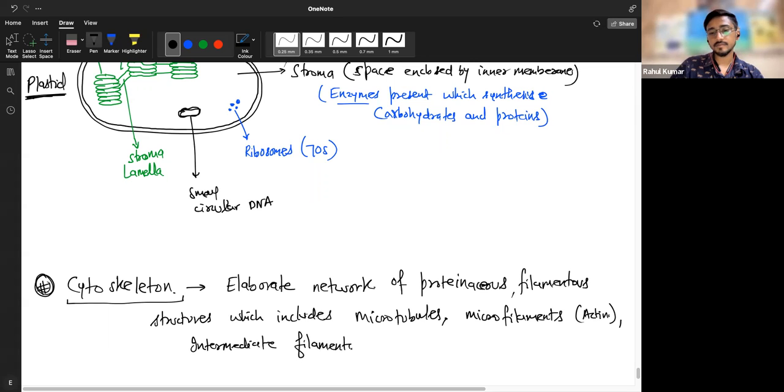Intermediate filaments. So these are thin bars or structures of protein which give shape, size, and support to the cell from inside. Collectively, all these three, microtubules, microfilaments, and intermediate filaments, are called cytoskeletal elements.